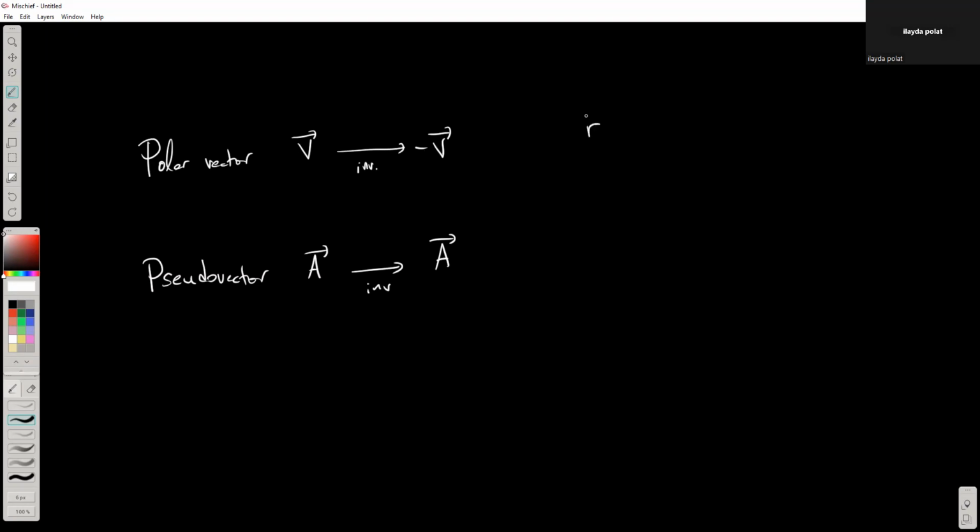So the position vector, for example, and the momentum vector, which is essentially mass times the time derivative of the position. These are polar vectors. So they are going to change sign, change direction basically under inversion. But the angular momentum, that's r cross p, that's not going to change sign. That kind of vector is called a pseudo vector, right?